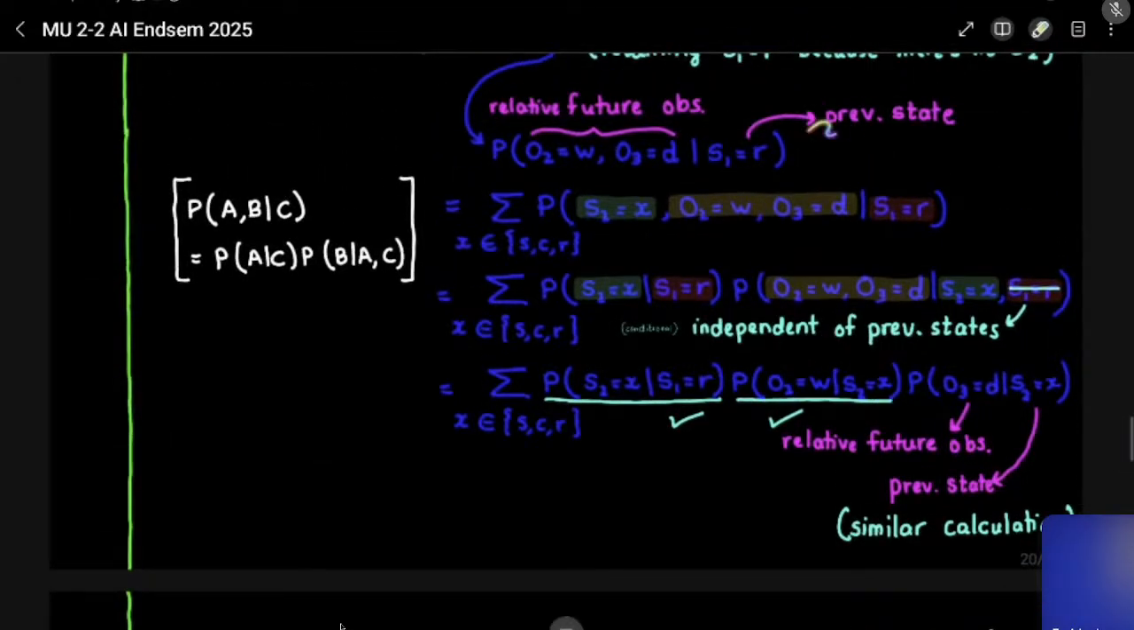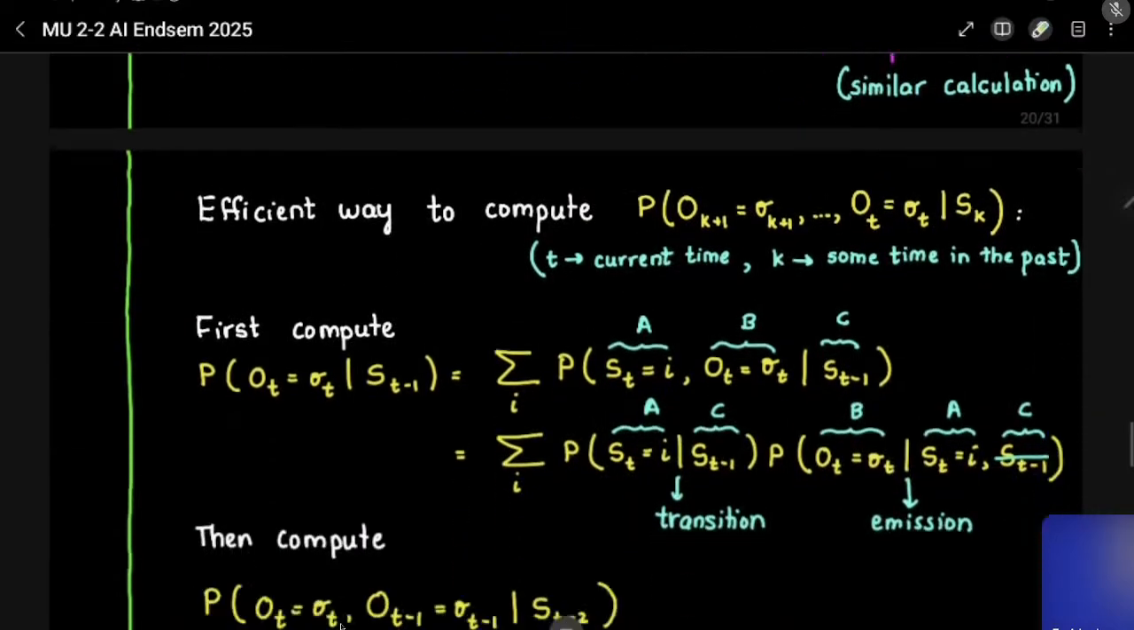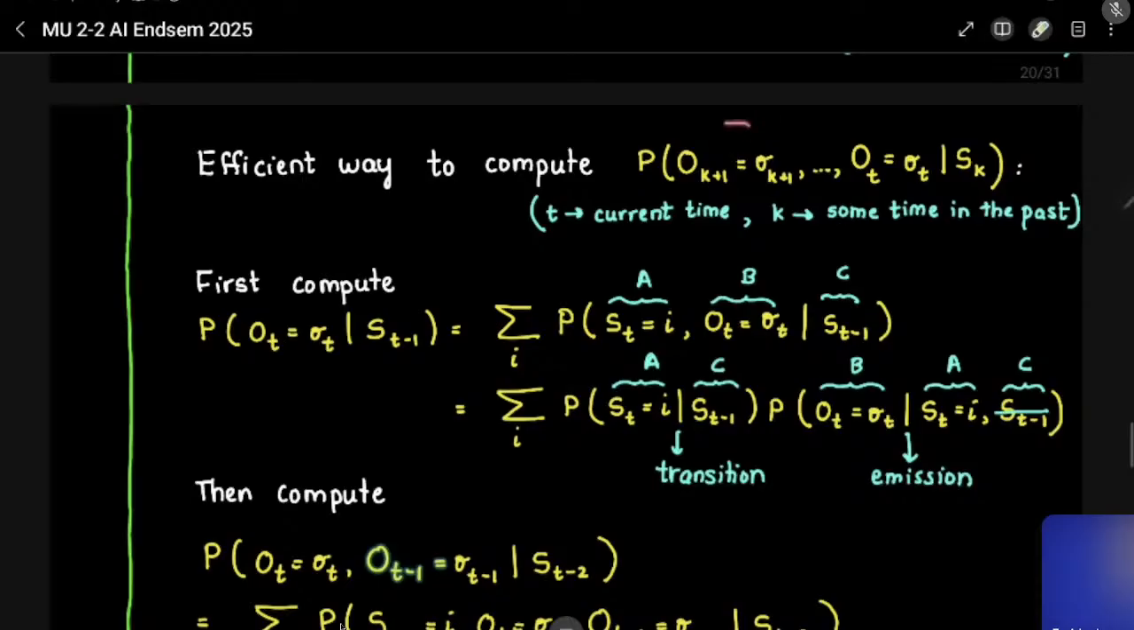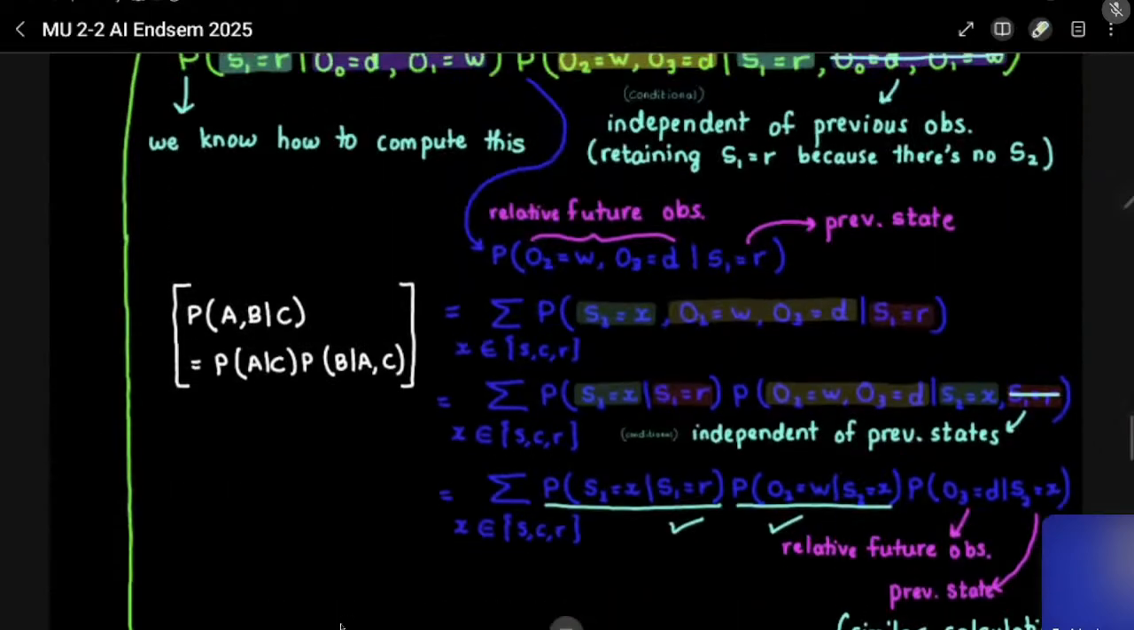So if you realize here, if you try to break this open, you're getting smaller subproblems. So you can do some sort of dynamic programming. In order to compute this one, the probability of a sequence of observations given a certain state: this is at time k, but all the observations are after time k. So this is relatively in the future with respect to time k, very similar to this one, right?